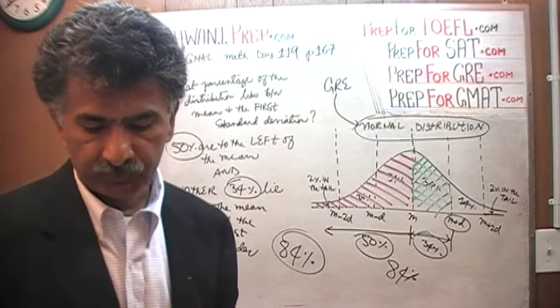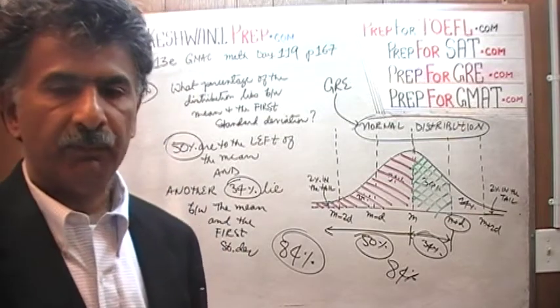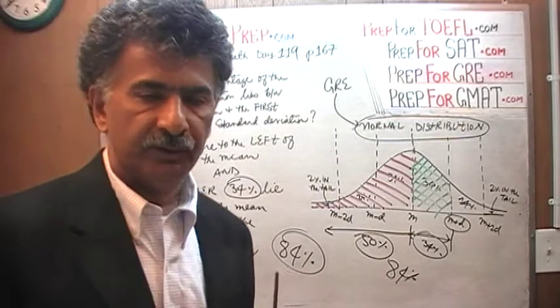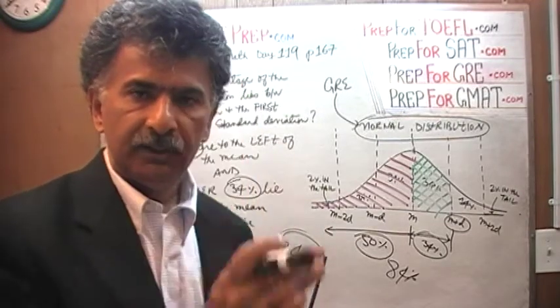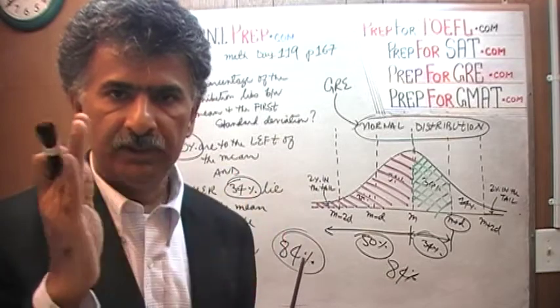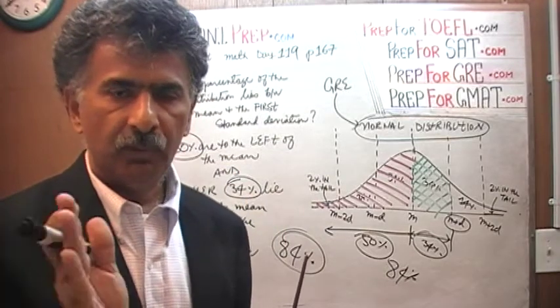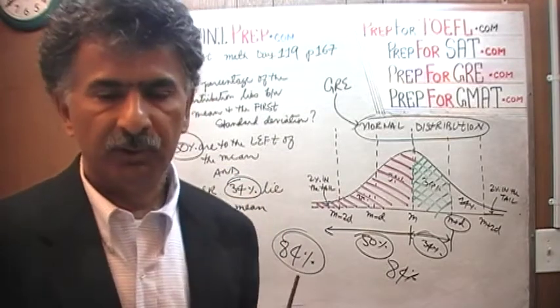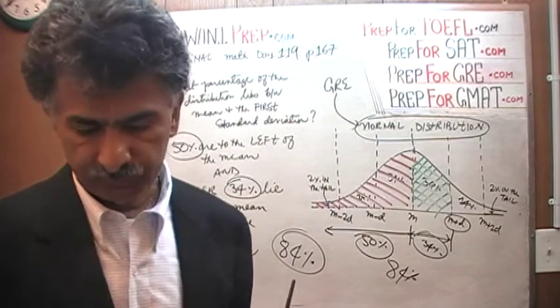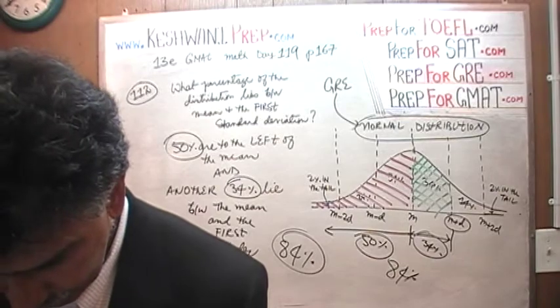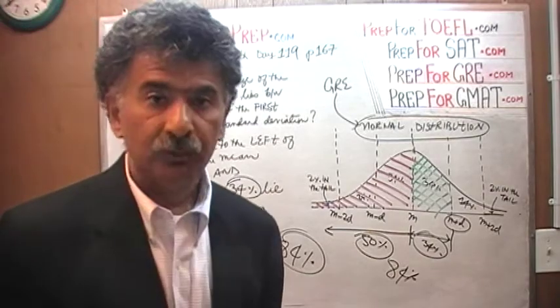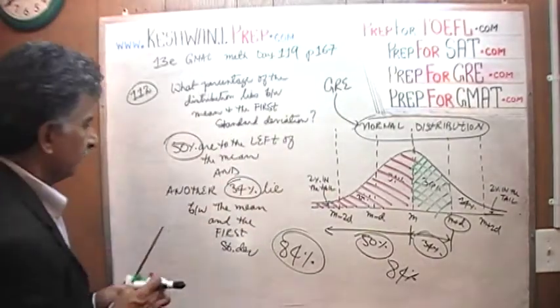But other than that, we are done. It's a pretty straightforward question. The question was what percentage of the observations are going to lie below the first standard deviation? The answer is 50% lie to the left of the mean, and another 34% lie between the mean and the first standard deviation. Therefore, altogether, 84% of observations lie below the first standard deviation. The answer is D. Let's do the next one, shall we? Let's do the next problem.